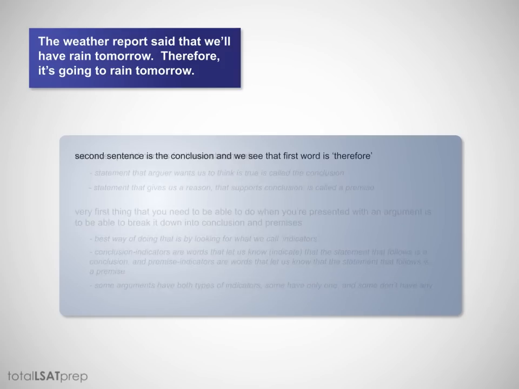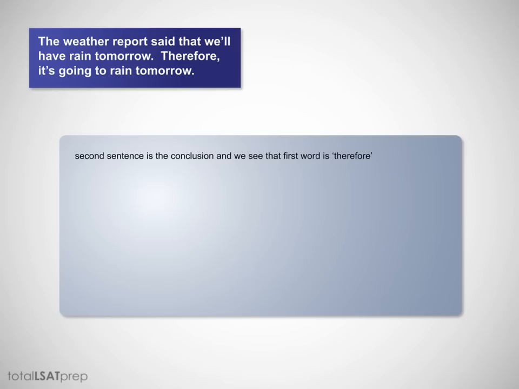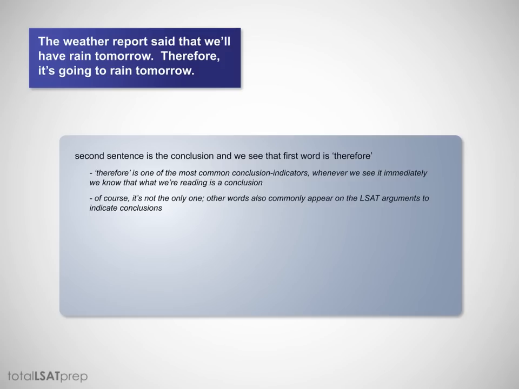Okay, like I said, the second sentence is the conclusion, and we see that the first word is therefore. Therefore is one of the most common conclusion indicators. Whenever we see it, we immediately know that what we're reading is a conclusion. Of course, it's not the only one. Other words also commonly appear on the LSAT arguments to indicate conclusions.